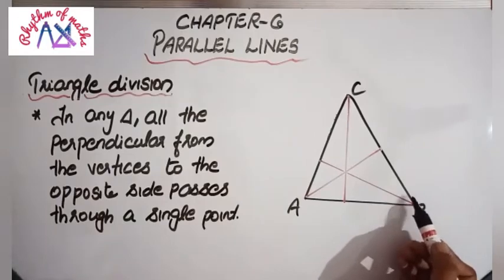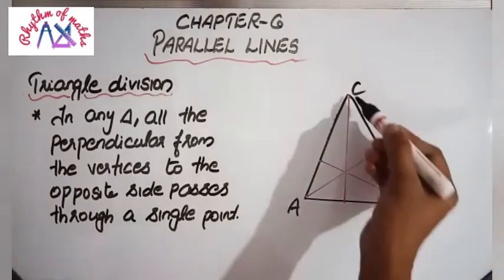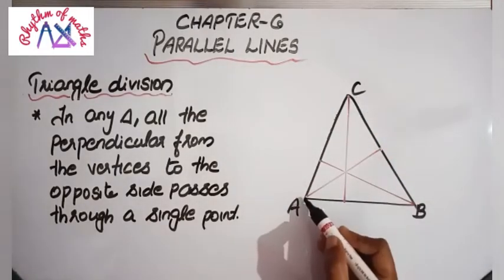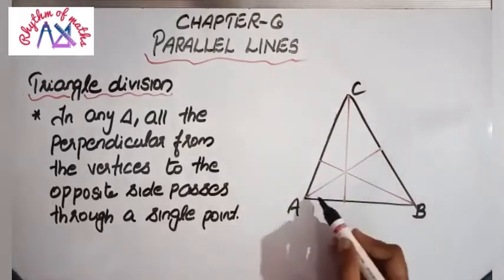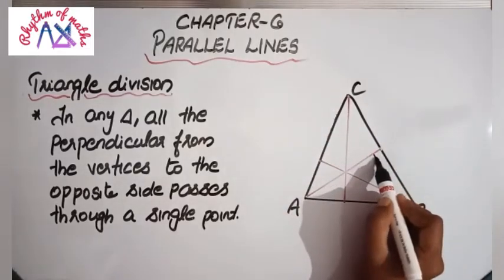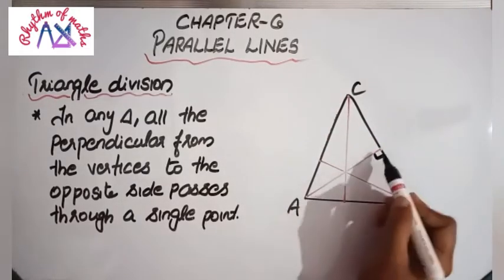BC is the opposite side. A is the vertex and its opposite side is BC. So from A to this line BC, we have a perpendicular. This is the perpendicular line, a 90-degree line.